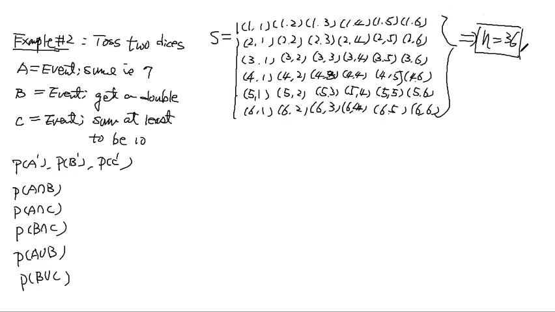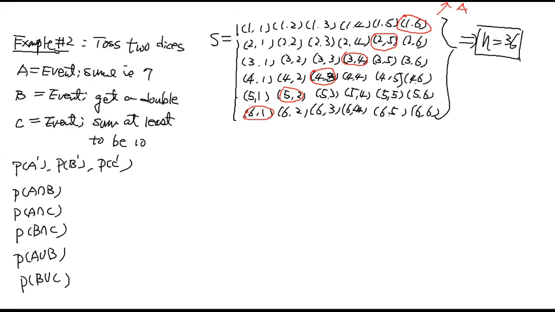Okay, now let's take a look at A. A says the sum is equal to 7, right? So I'm going to circle the A. When you add them and get 7, this is in A, this is in A, (3,4) is in A, (4,3) is in A, (5,2) is in A, and the (6,1) is in A. Right, so my red ones, that's the event A.